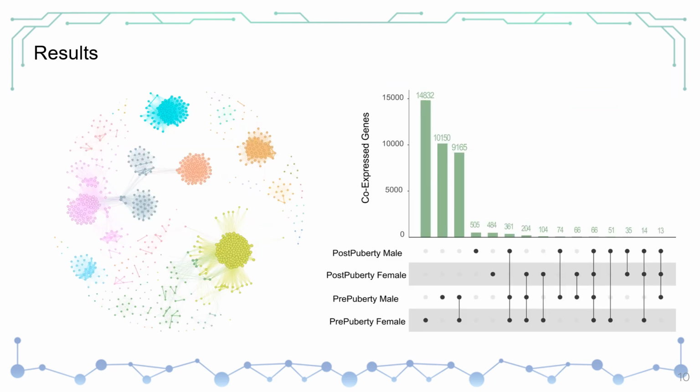We also performed a network analysis to find the co-expressed genes more induced in each group, and we found that pre-puberty female have more genes co-expressed in this group.